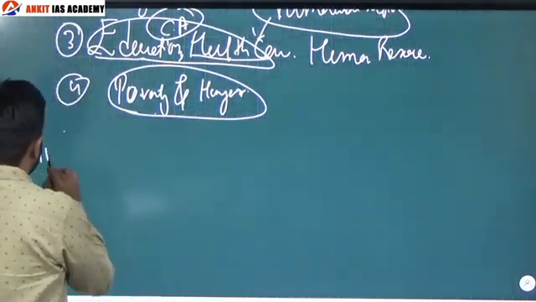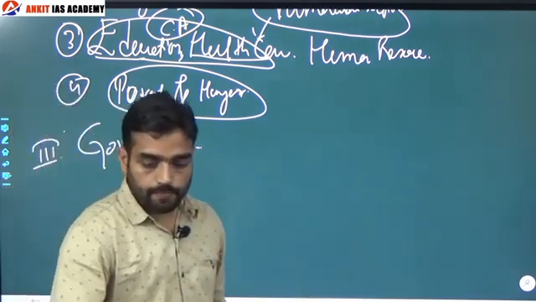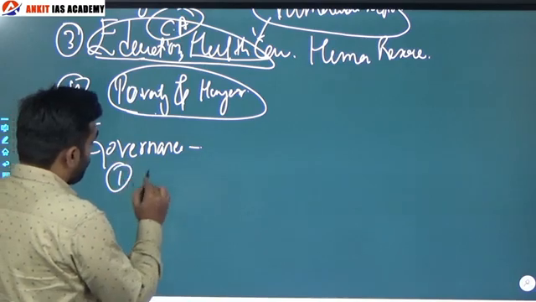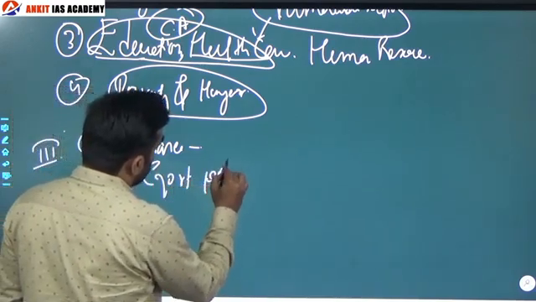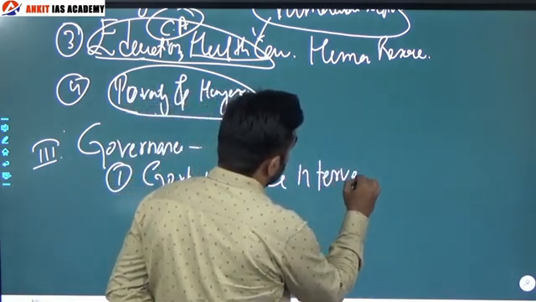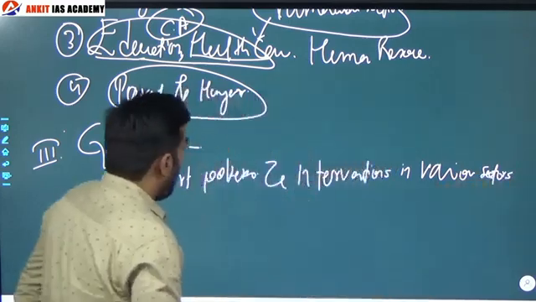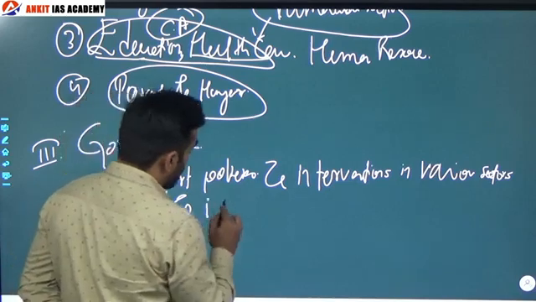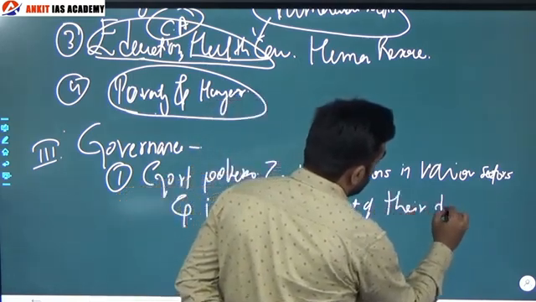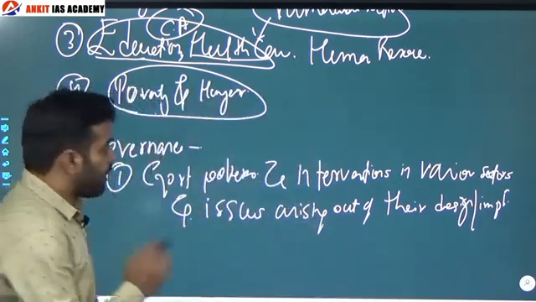Coming to the governance part, in governance, the first part is government policies and interventions in various sectors and issues arising out of their design and implementation. Again, if any question comes from this part, it will come from current affairs.